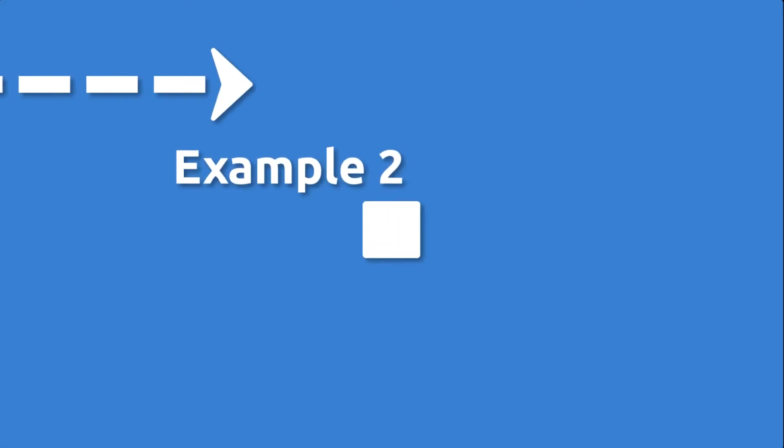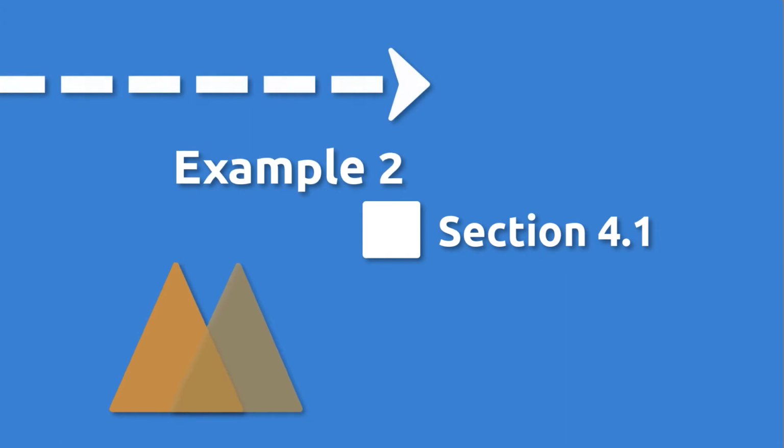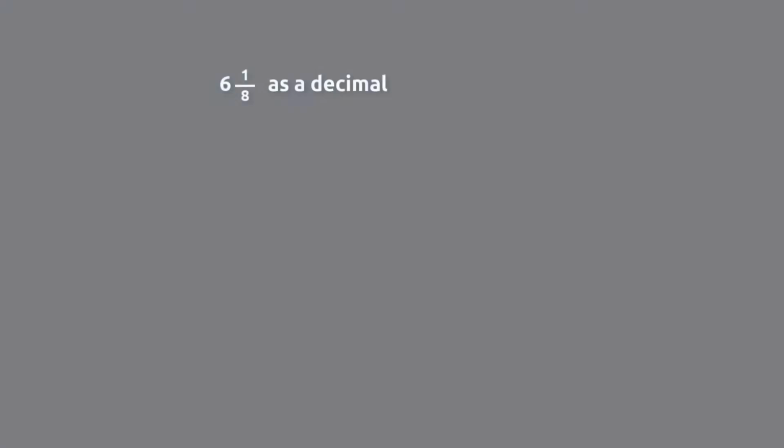With number 2, with example 2, we're given 6 1/8 and asked to write it as a decimal. This is a little bit different than the first example because the first example was simply a fraction by itself. This is a mixed number. We have a couple of options, but essentially they both yield the same answer.